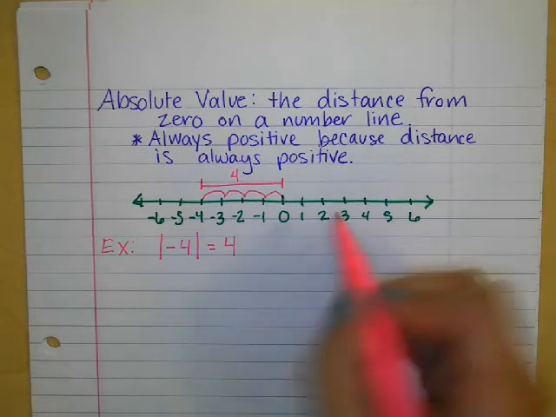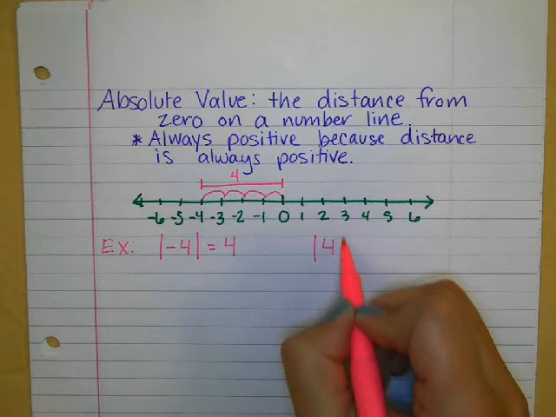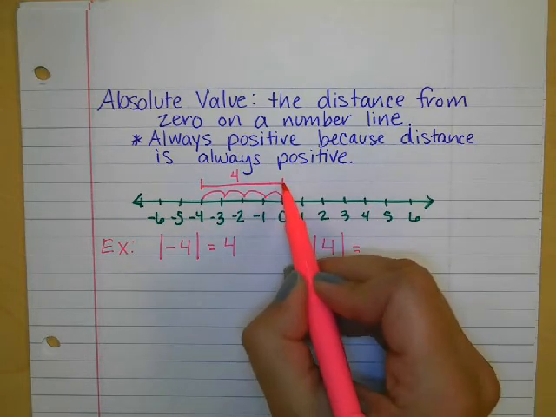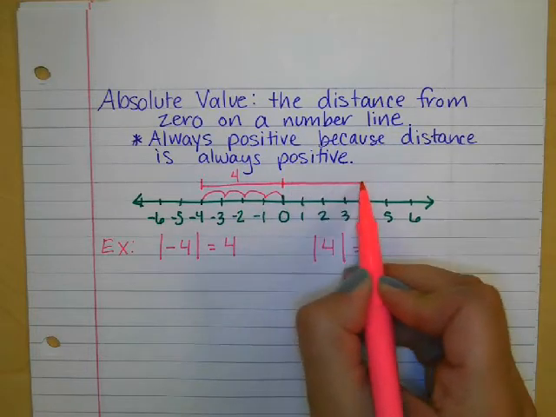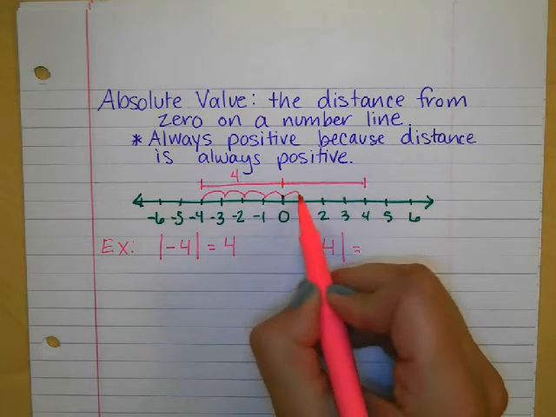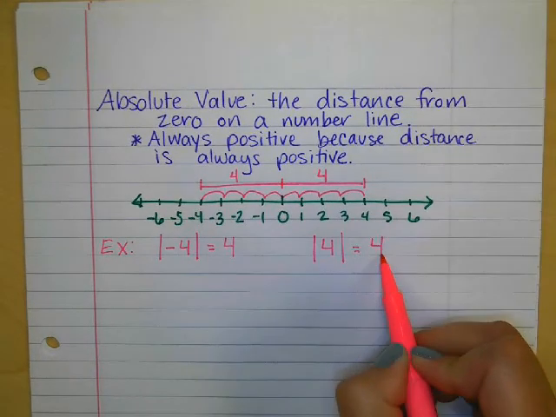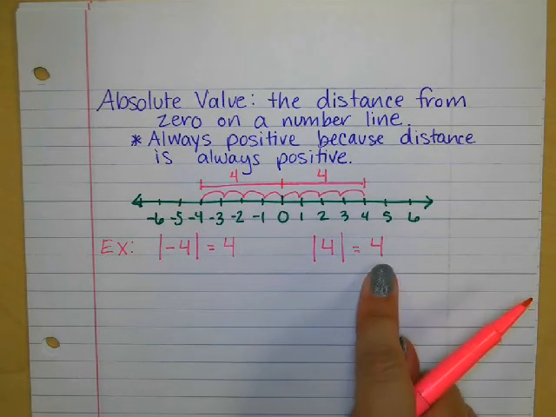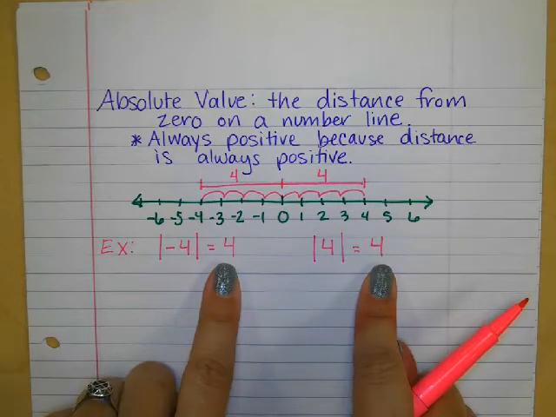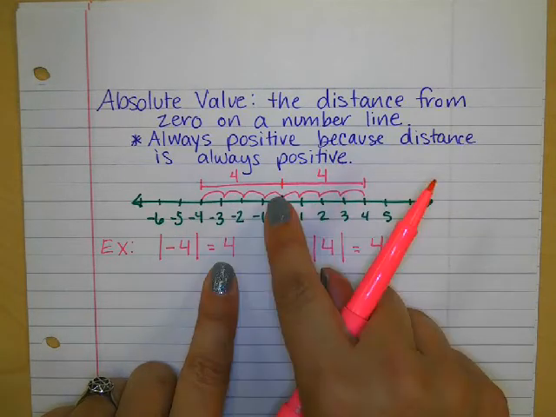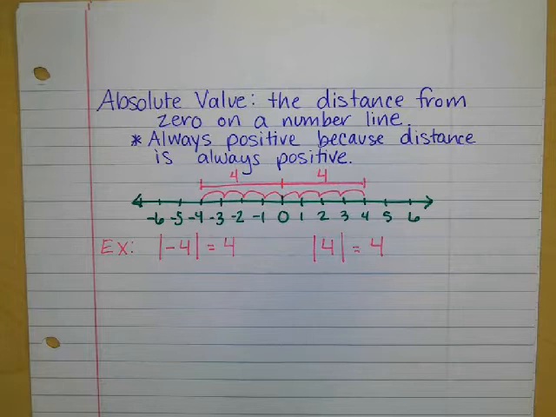Now the opposite of that, let's look at the absolute value of just 4. So that's the distance. So from starting at 0 and going all the way to 4 here, we'd count 1, 2, 3, 4. 4 units. So the absolute value of 4 is also 4. Notice how it just flips it to positive because distance is positive. So we're just counting the number of units from 0 to that number. Let's look at another example.